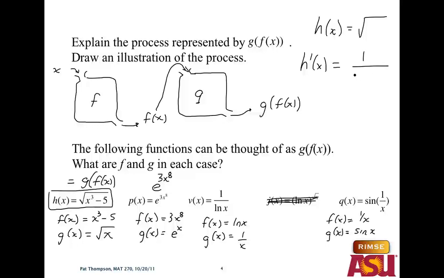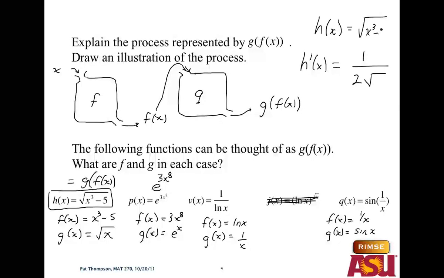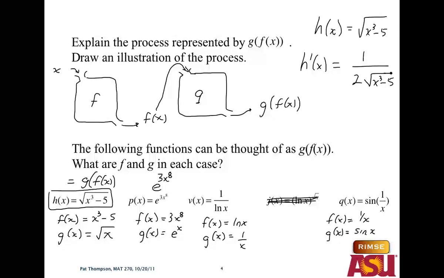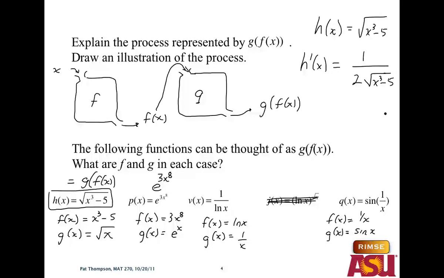1 over 2 times square root. It's just now that inside we have, instead of x, what do we have? x cubed minus 5. Okay, and so then down here, likewise, we'd have x cubed minus 5. So, according to our closed form rule for square root of x, would you agree that that closed form rule would indicate this rate of change function? Is that fair? Yeah.